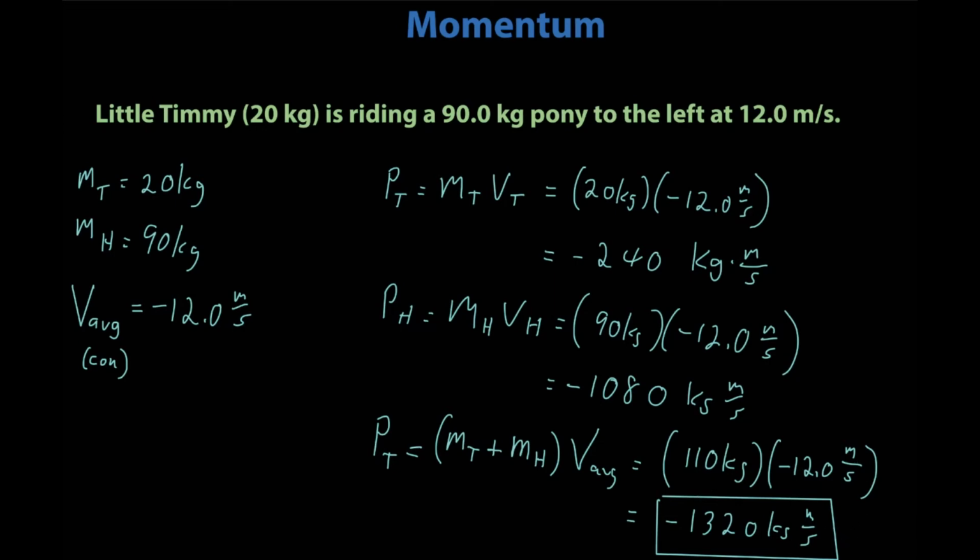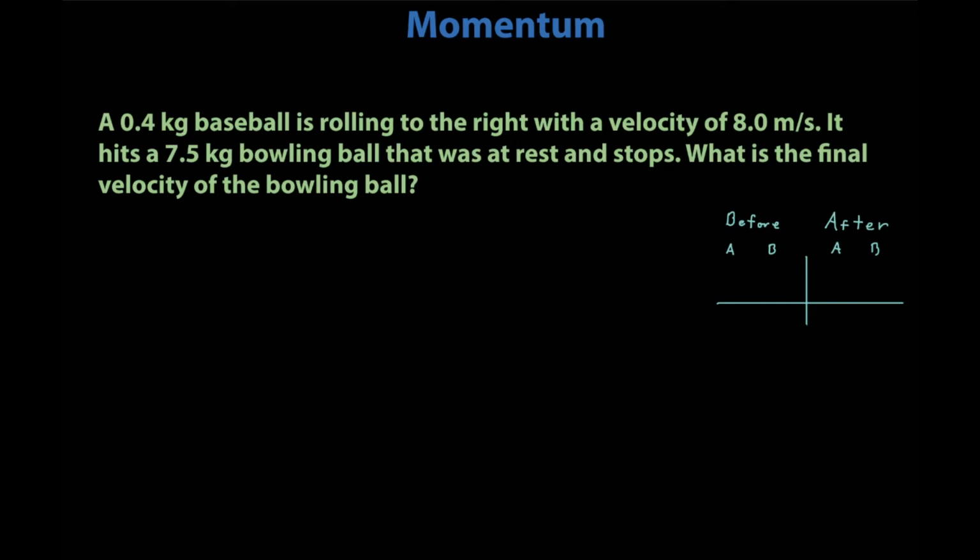for momentum. Okay, another important quality about momentum is that momentum is conserved. In other words, as long as nothing from outside the system messes with your system, you always have the same amount of momentum. Another way to think about it is, as long as no forces from outside your system affect your system, momentum is conserved. So to show you an example, let's take a look at this one.